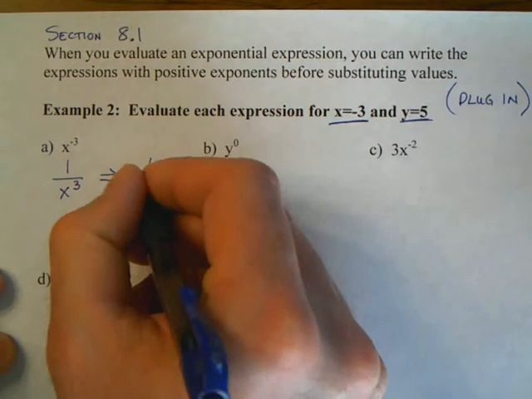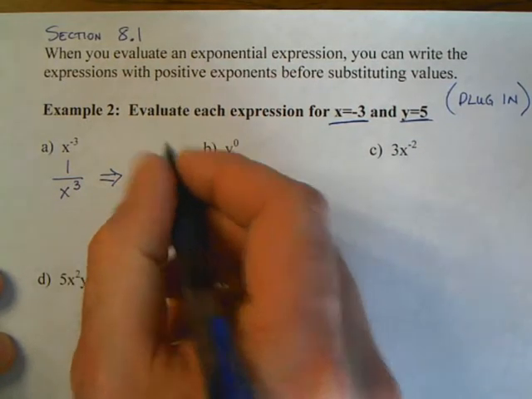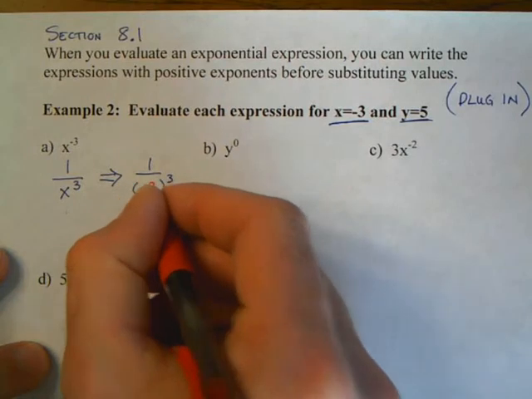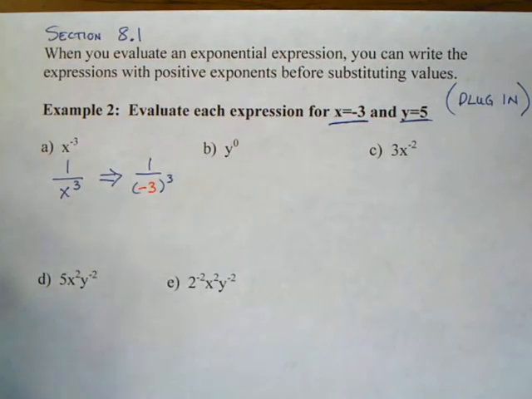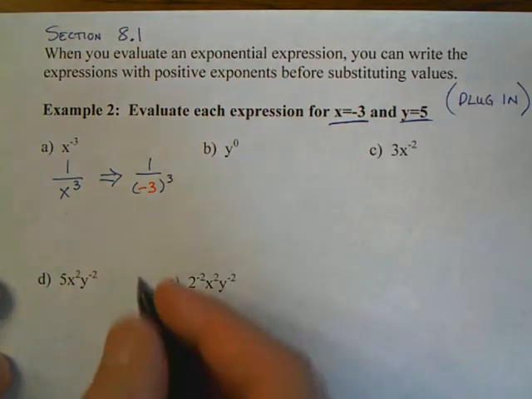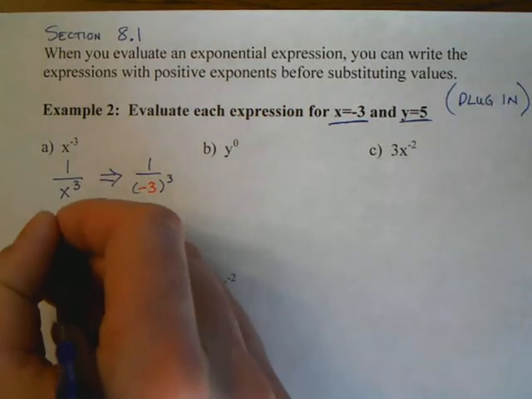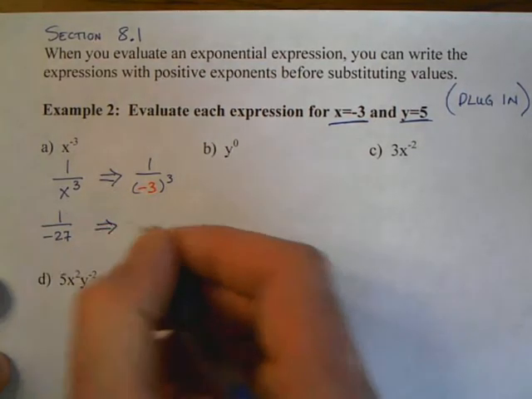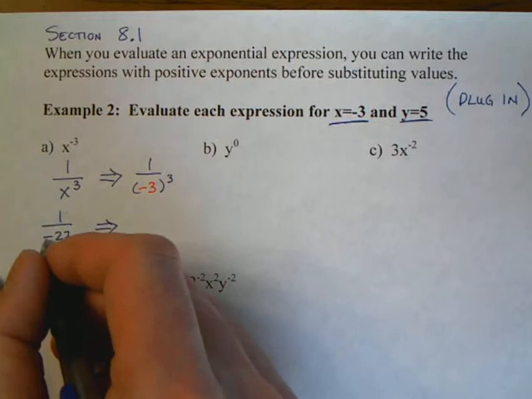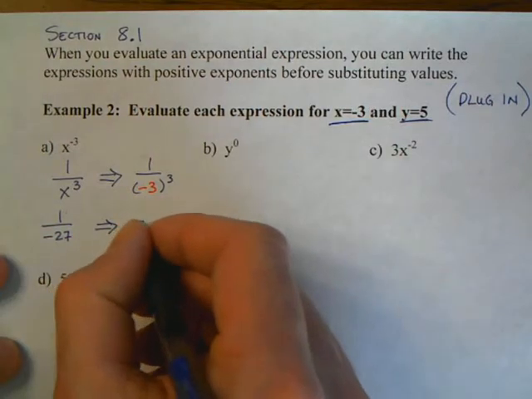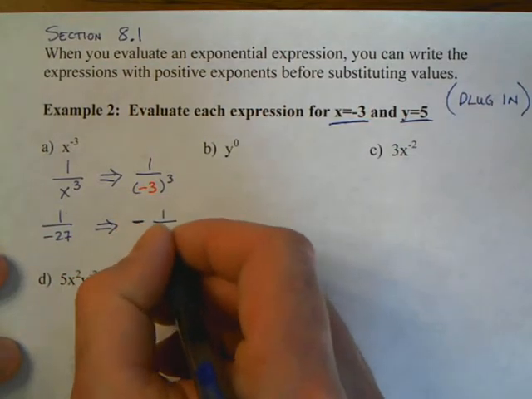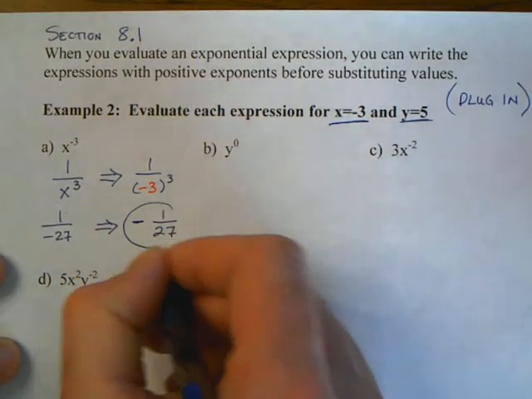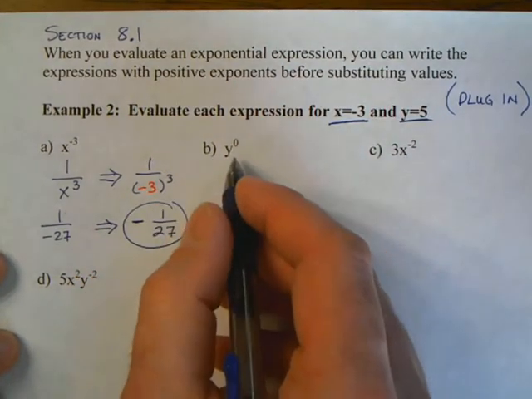Now let's replace that x with the value of x in our problem. Well, what does x equal? It equals -3. So I have to think to myself, what is -3 times -3 times -3? Well, that's 1 over -27. And as we've learned, we can never have a negative exponent or a negative number in the bottom. So we're going to put that negative sign out front and have -1 over 27.